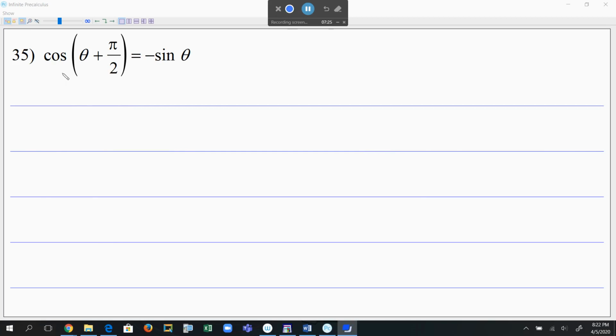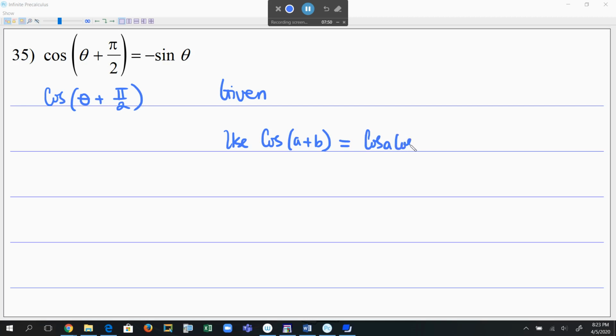Okay, so now again, we are going to prove this identity. We start with the left-hand side. So this will be our given. Now we go ahead and use the sum formula for cosine. Cosine A plus B is cosine A cosine B minus sine A sine B.